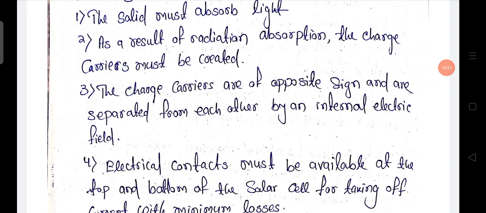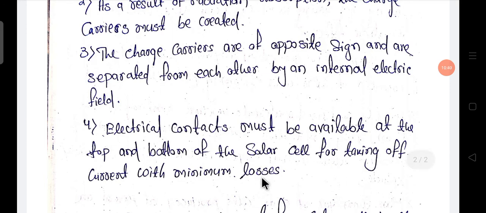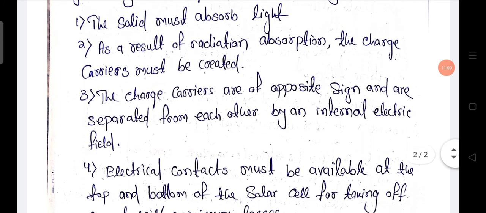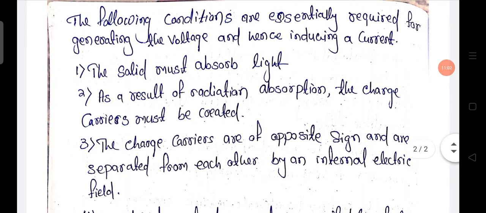Then next, electrical contacts must be available at the top and bottom of the solar cell for taking off current with minimum losses. The contact points should be on the top or bottom of the solar cell. These four conditions should be satisfied to induce current.